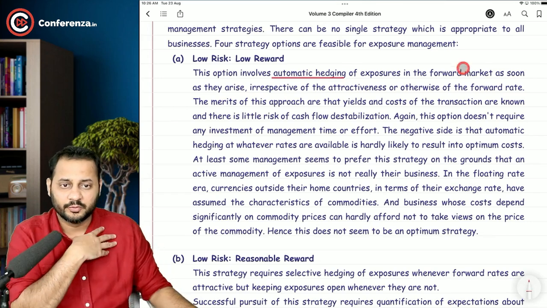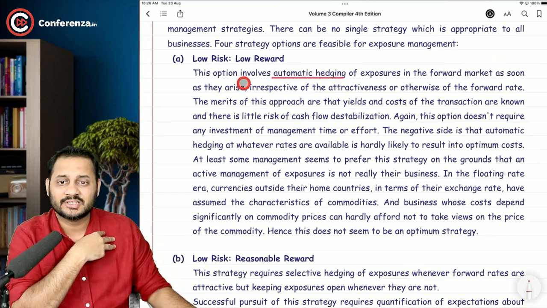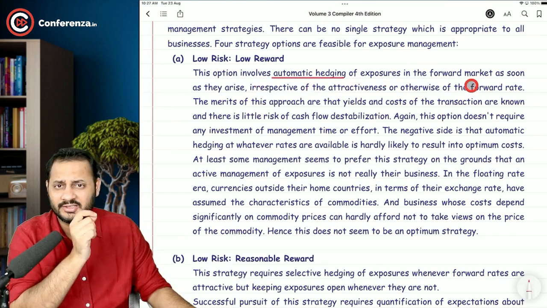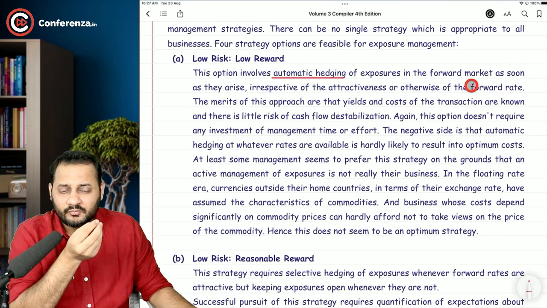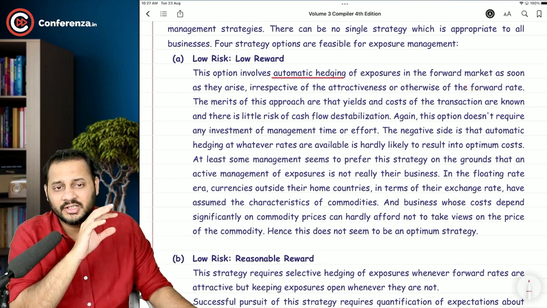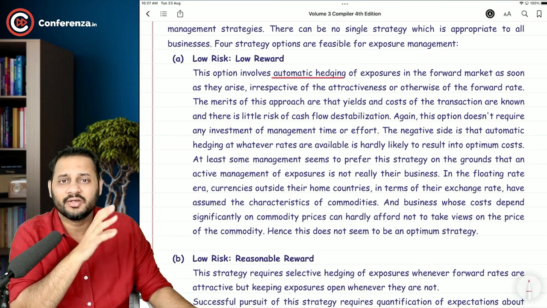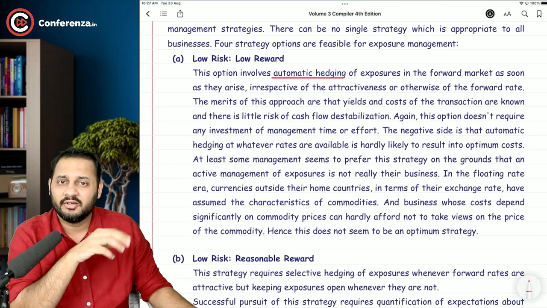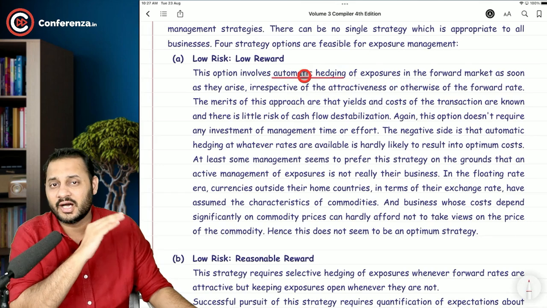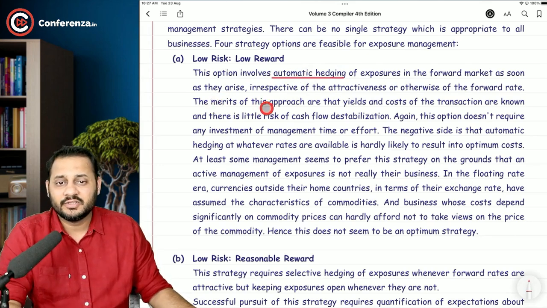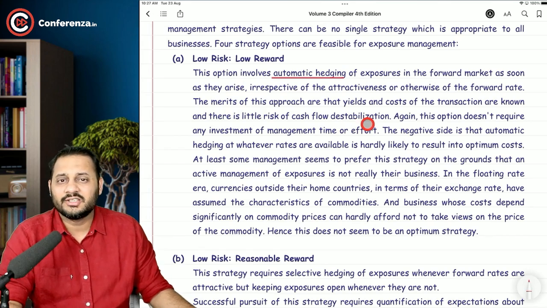Automatic hedging of exposures in the forward market as soon as they arise, irrespective of the attractiveness or otherwise of the forward rate. I just told you that once the policy is framed that you have to hedge all the transactions, then you are not looking whether the transaction is going to result into a better exchange rate, and what you are doing is you are just hedging it automatically, and that's why you are losing the opportunity to earn a higher receipt also. The merits of this approach are that yields and cost of the transaction are known, and there is a little risk of cash flow destabilization. What is the good part about this method?